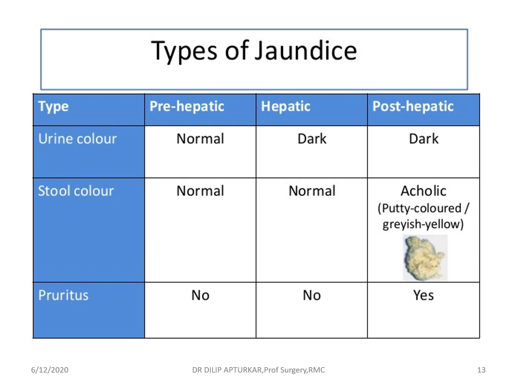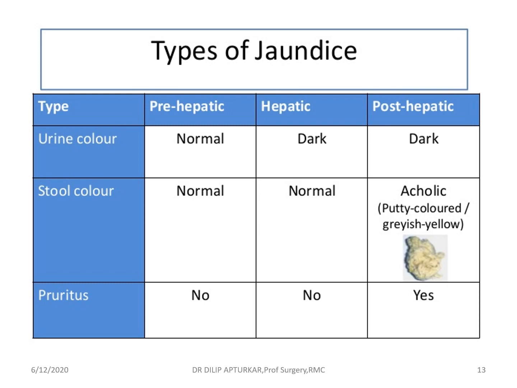It gets absorbed and excreted in the urine. So urine becomes dark. You will find bilirubin in the urine. While in hepatic jaundice, again partly it is conjugated and unconjugated. The urine color will be dark. In prehepatic, it is unconjugated. Unconjugated bilirubin is not water soluble. It will not be filtered into urine, so the urine color will be normal.